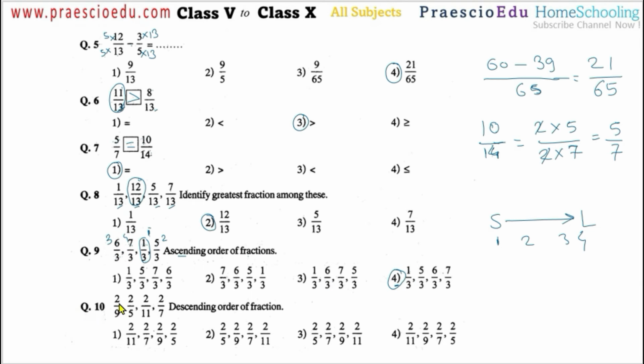Now question number 10: 2 upon 9, 2 upon 5, 2 upon 11, 2 upon 7. We have to make the descending order. The numerator values are the same, so we have to compare on denominator basis. As we know, if the denominator's value is greater, the fraction is smaller. If the denominator's digit is smaller, the fraction is bigger. Descending order means we have to arrange from larger to smaller, left to right. Which is the larger? Larger means the value in the denominator is lesser. So here 5 is the smallest denominator, so this fraction comes in number 1.